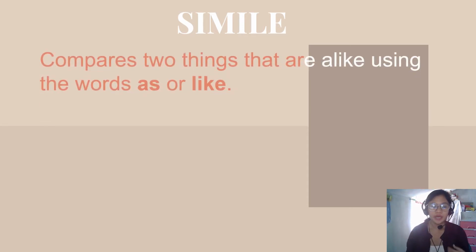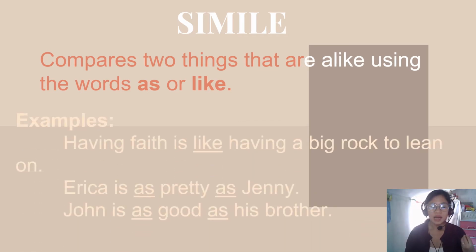The first one in figurative language is simile. Simile compares two things that are alike using only the word as or like. We are comparing two things here with the use of as or like. For example, having faith is like having a big rock to lean on. Erica is as pretty as Jenny. John is as good as his brother.